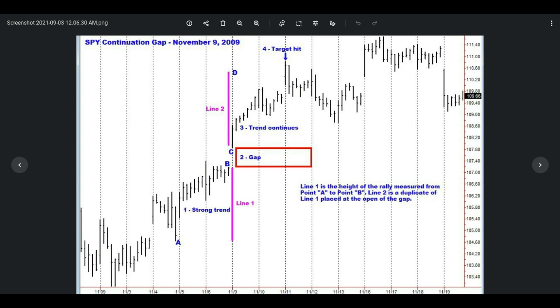Volume description. Volume tends to be high on the gap day, but not unusually high. Breakout confirmation, a gap in price to a new high or low on a higher volume in the middle of a trend. The price subsequently holds the gap level.